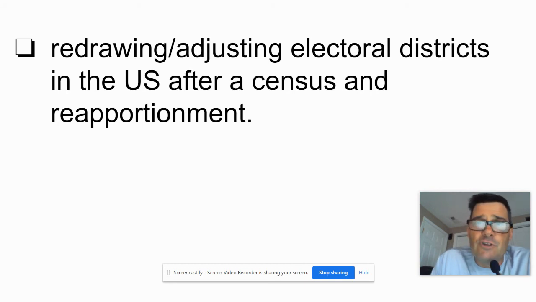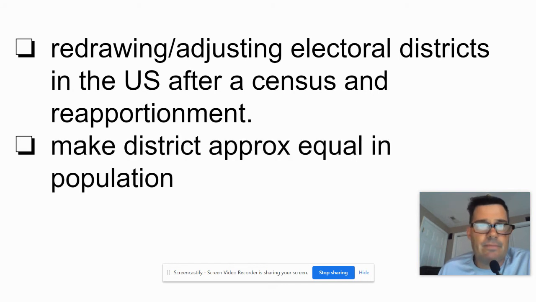All right, so redrawing electoral districts in the U.S. after a census and reapportionment. And the purpose is to make the districts approximately equal in population. So around 750,000, probably in the next apportionment, it'll be closer to 800,000 per district. We're talking about how Brutus 1 would be flabbergasted that you'd have one person representing that many people. Brutus would not think that's good representation.